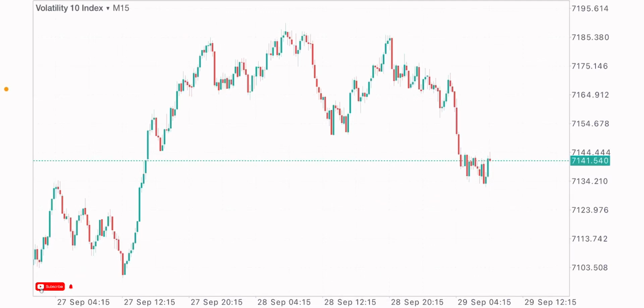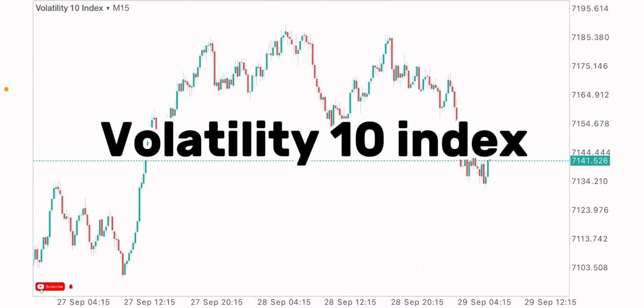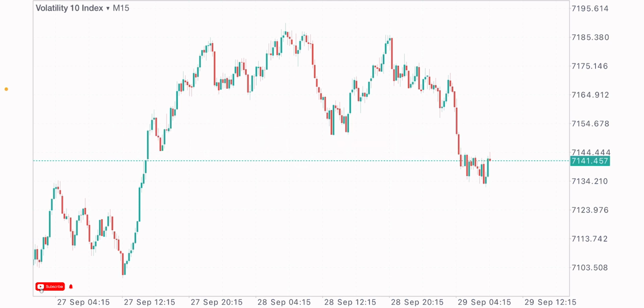Hey guys, I was asked to analyze the V10 index. So we'll be having a market analysis on this index in today's video. Price action basically. We're analyzing from the higher time frame down to the lowest time frame.